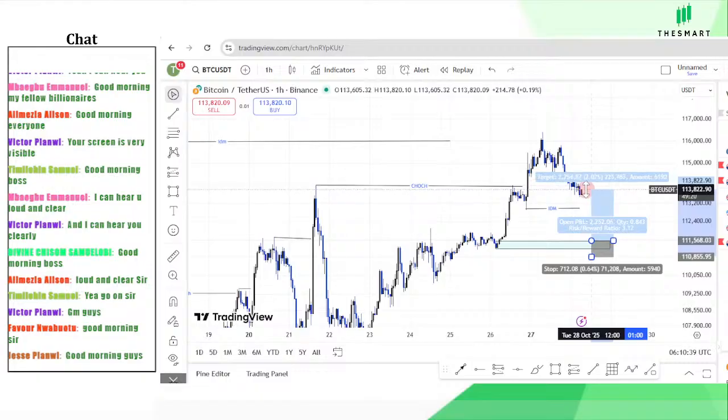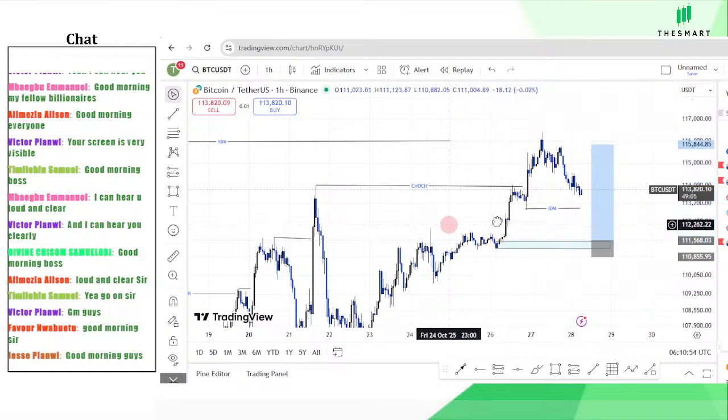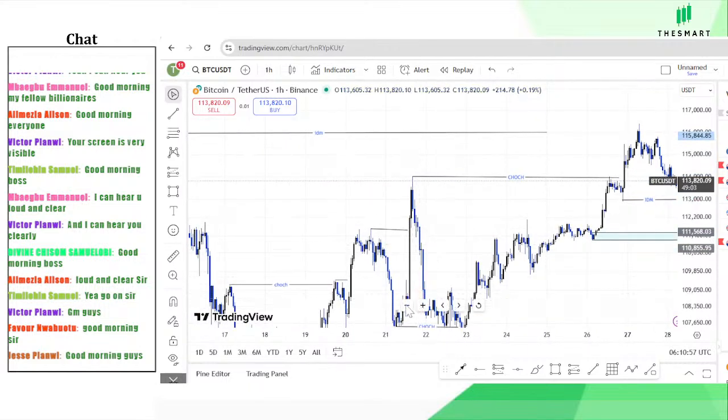Here is our 1:3. But if you want to target the extreme, that's 1:6. We can possibly go for the 1:6. So this is realistic. So now, what was the idea behind this particular setup?